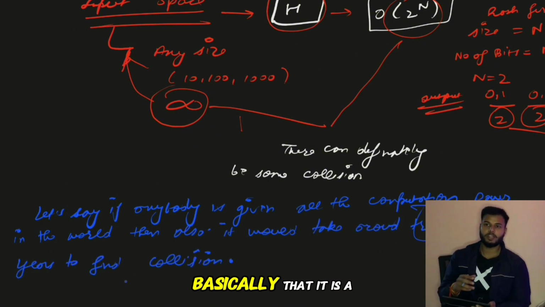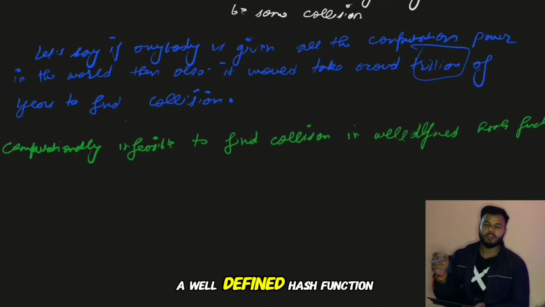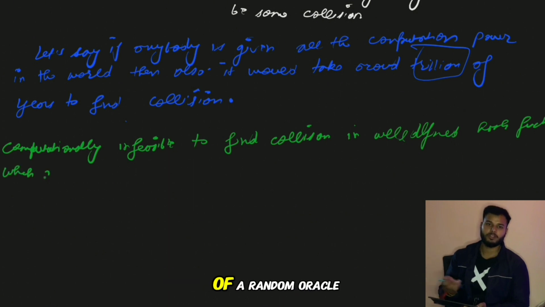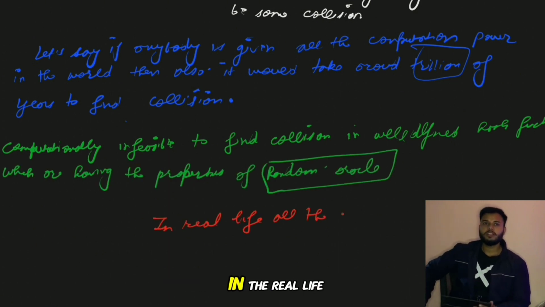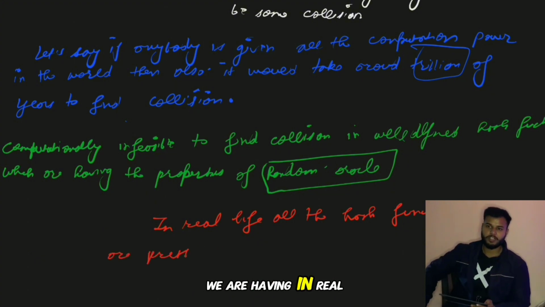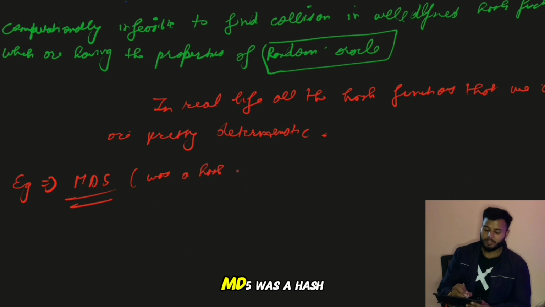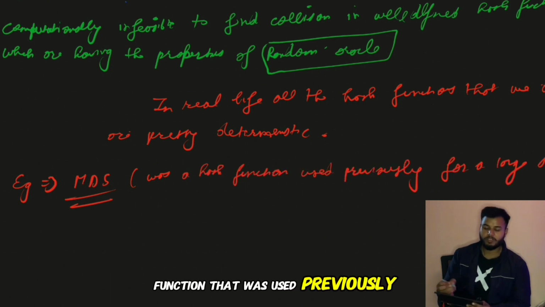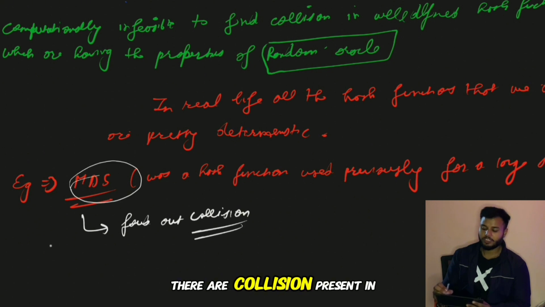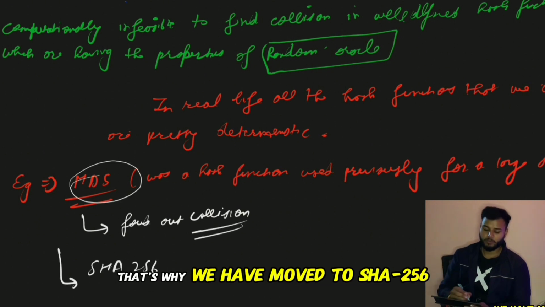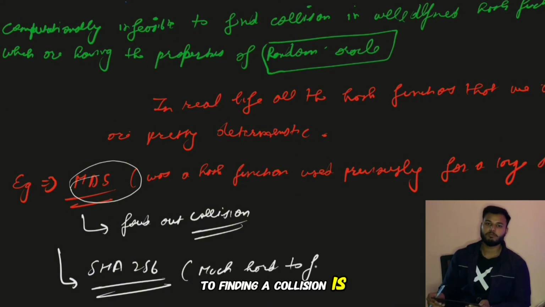So basically that means that it is computationally infeasible to find a collision in a well-defined hash function which has the properties of a random oracle. But the thing is that in real life, all the hash functions that we have are deterministic. Let's take an example of MD5. MD5 was a hash function that was used previously on a large scale. Now people have found out that there are collisions present in it. So that's why we have moved to SHA-256, for which finding a collision is much harder.